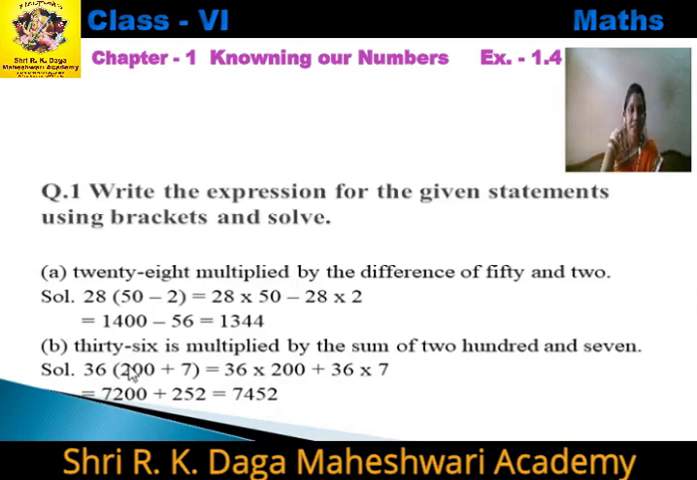Now next problem is 36 multiplied by the sum of 207. First we will write 36 multiplied by, so we will write bracket, the sum of 207, which can be written as 36 into 200 plus 36 into 7. Now when we multiply 36 by 200, we get 7200, and when we multiply 36 by 7, we get 252. Add both of the numbers to get 7452.